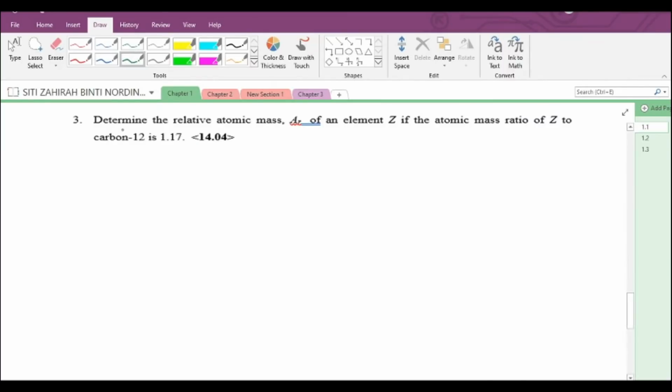So let's continue with question 3 because it involves ratio. Determine the relative atomic mass of element Z if the atomic mass ratio of Z to carbon-12 is 1.17. So this is how you extract this information.